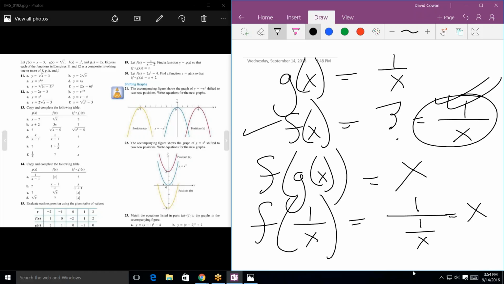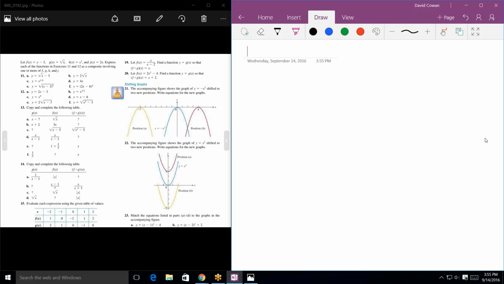There might be a better way to do these. I'm not sure. I haven't come across these where they give you the fog of x and ask you to go backwards and figure out one of the two functions. So I'm not great at these, but I can figure them out and then test my solution.